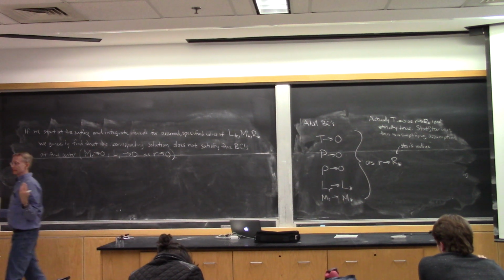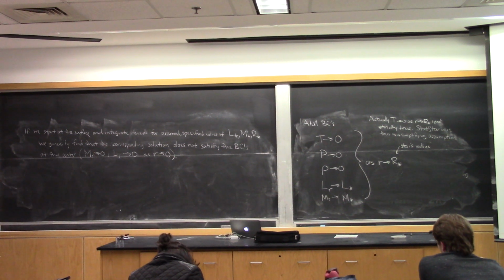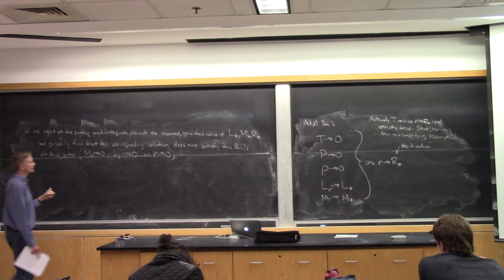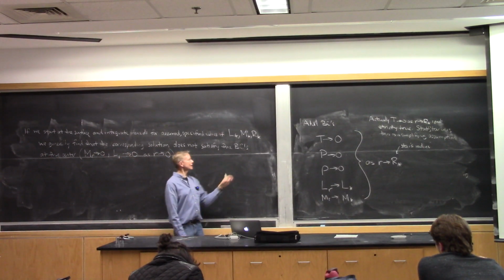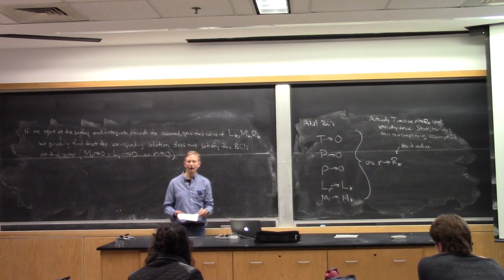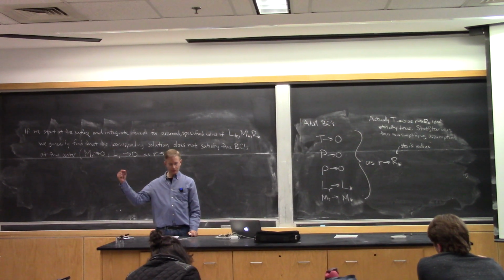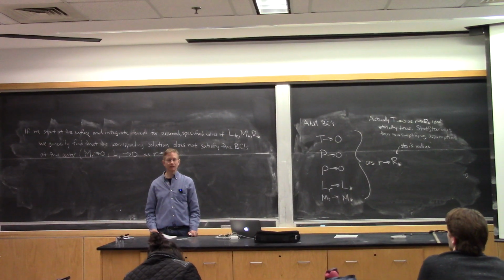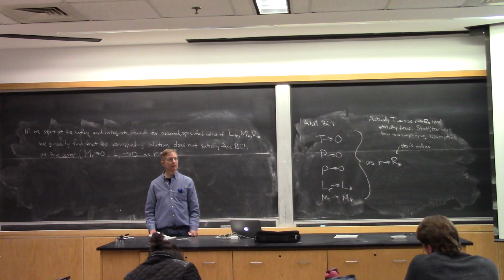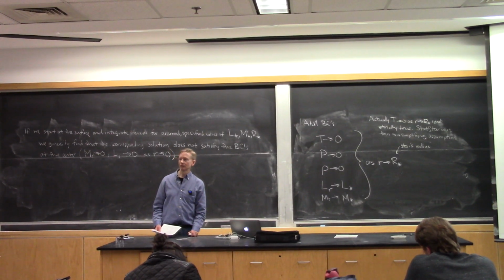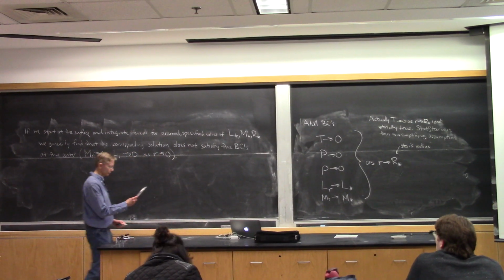So you reject such a solution. And what you can imagine is you keep trying different combinations of L star, M star, R star, until you hit the magic combination where the solution does satisfy the central boundary conditions, and you say, aha, that must be what the actual mass, luminosity, and radius of the star are, according to my model.